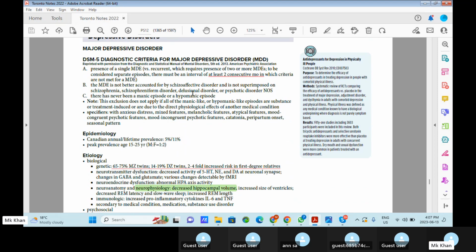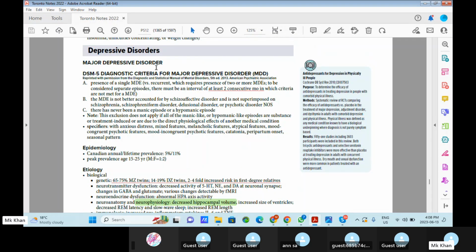So this one is the major depressive disorder. So presence of single MDE, that is the major depressive episode, versus recurrent, which requires presence of two or more major depressive episodes to be considered as separate episodes. There must be an interval of at least two consecutive months in which criteria are met for MDE. So basically, this is major depressive disorder.